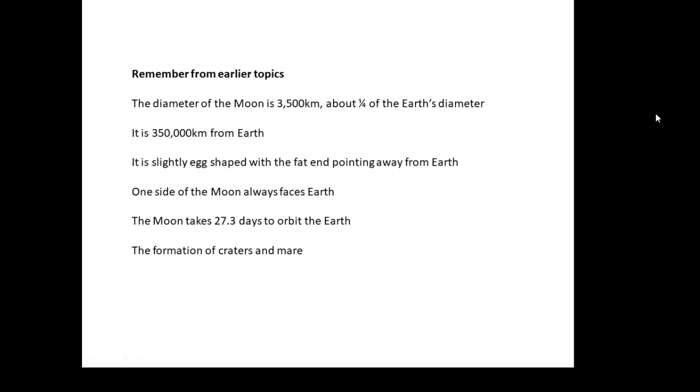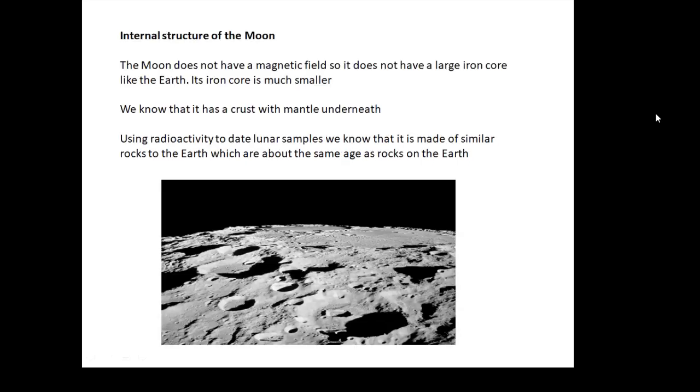The moon takes 27.3 days to orbit the Earth, and we know about the formation of craters and maria. We can explain where they came from. We need to know a little bit about the internal structure of the moon. There are similarities with Earth, but then there are differences.